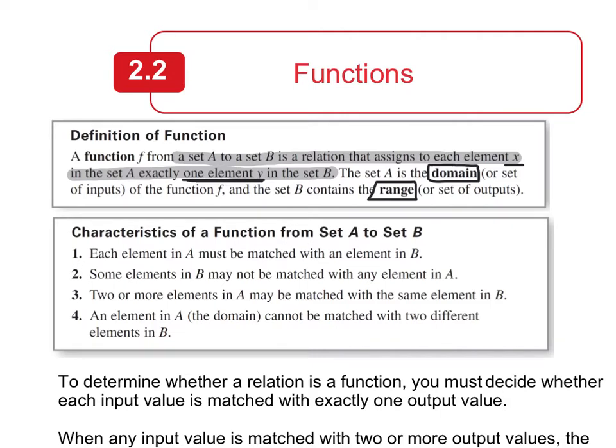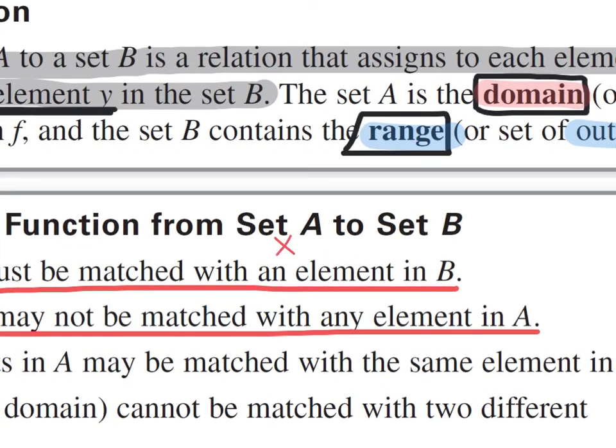So here, if we do some highlighting, the domain, which is the input, are the x values, and the range, which is the output, are the y values. Characteristics of a function. Each element in A must be matched with an element in B. So each element from the first set must go to something in the second set. Some elements in B may not be matched. That is okay. So when it talks about sets A and B, think about set A as your x values and set B as your y values. It's the x values that really are important here. That's what we focus in on.